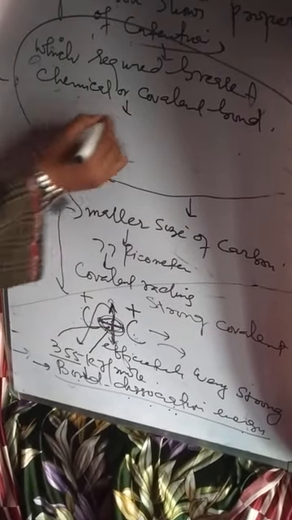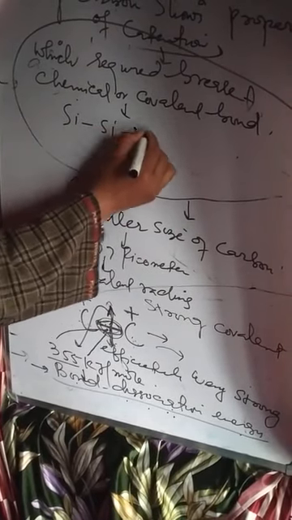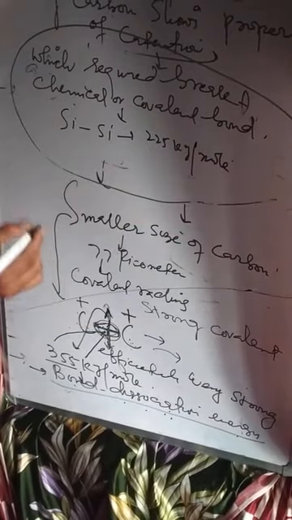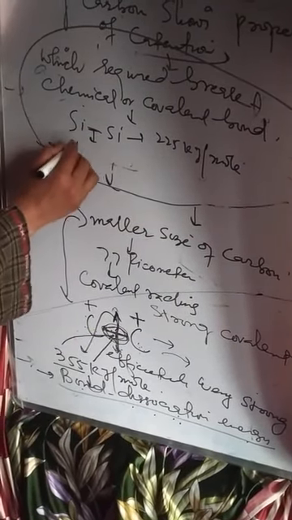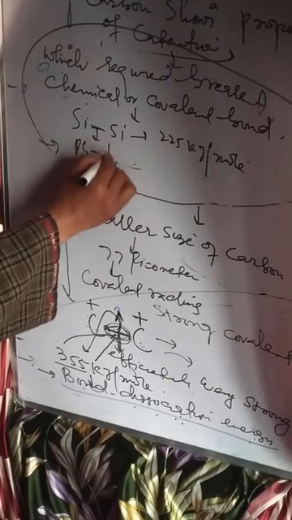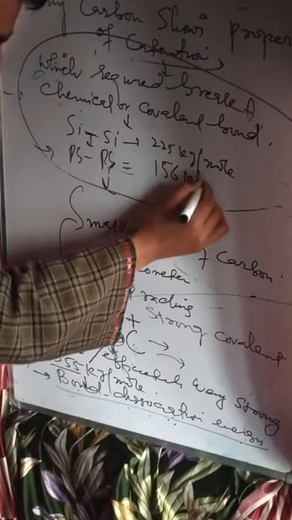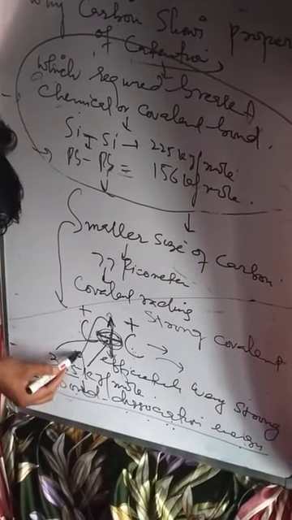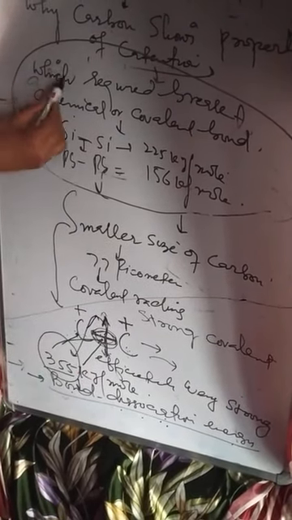As far as other elements are concerned, like silicon-silicon, it needs only 25 kJ per mole energy to break this bond. That means this bond is weak and it gets easily broken. And like the lead-lead bond, it needs 156 kJ per mole energy to break. That means it's because of the formation of strong covalent bonds that carbon shows the property of catenation.